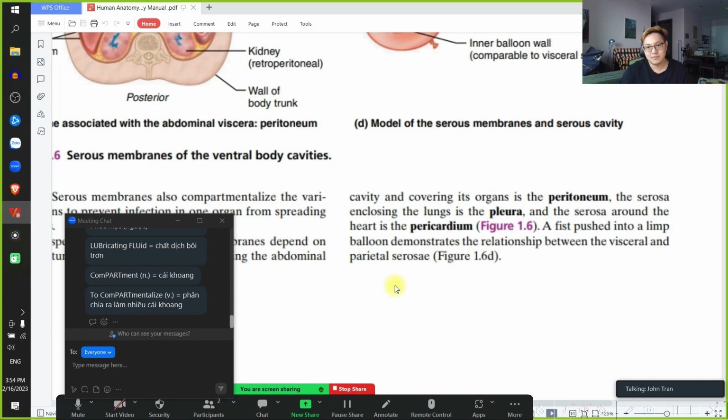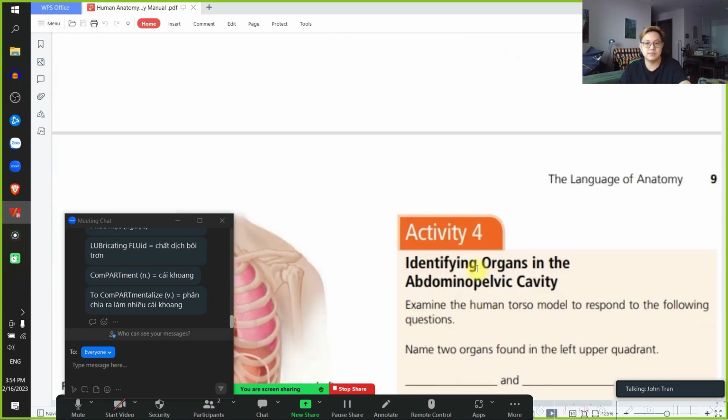Anyway, màng ngoài của tim pericardium. Màng ngoài của các nội tạng khác trong vùng bụng peritoneum. Màng ngoài của phổi pleura. Okay, let's just continue now.